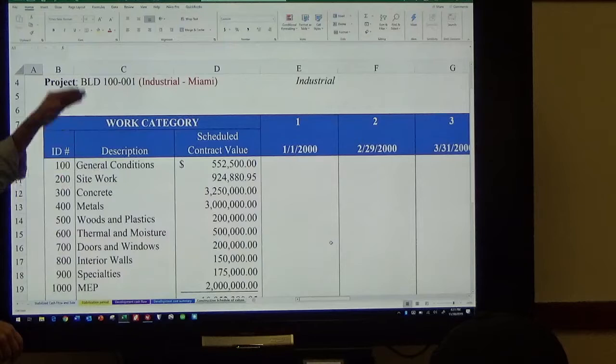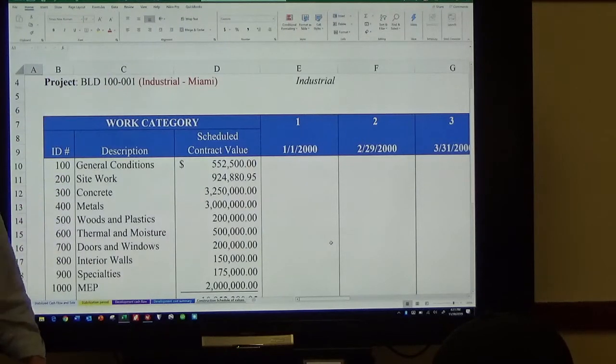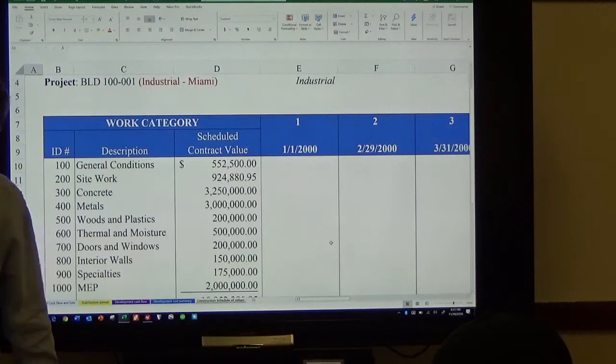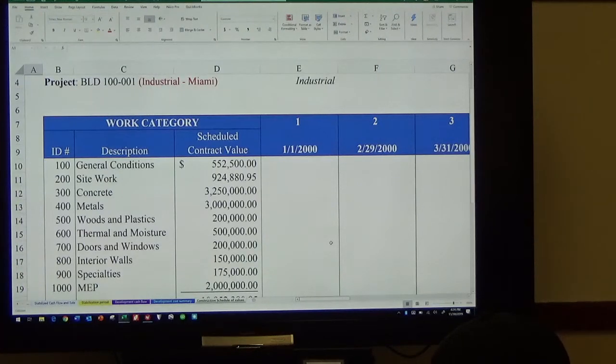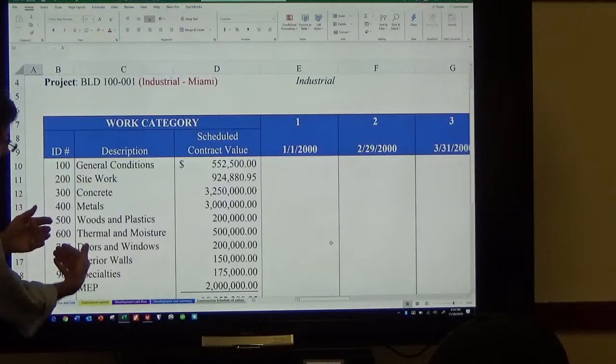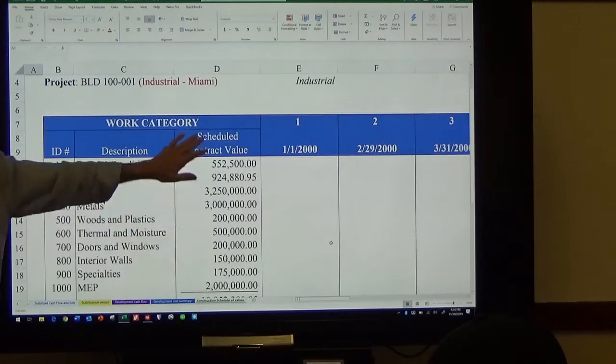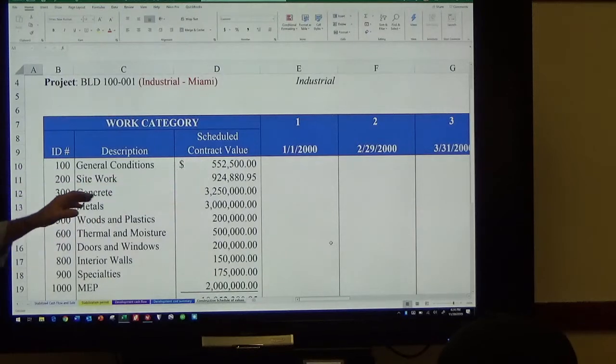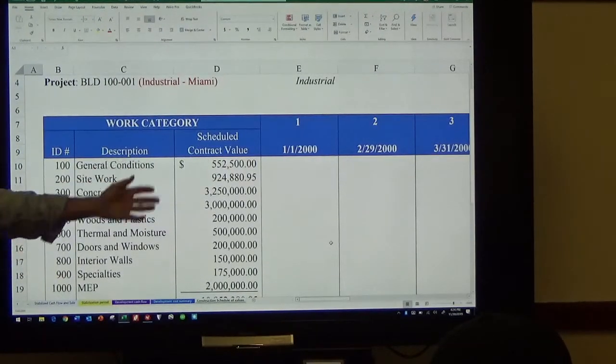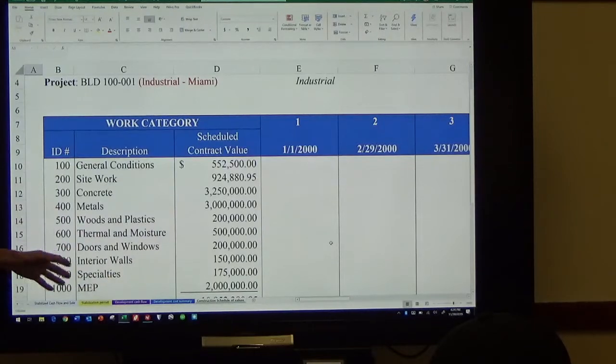And this is all going to be backed up. So much for a trailer, so much for the phone line, so much for a PM, so much for an assistant PM, so much for a project accountant, whatever. He's going to have a bunch of spreadsheets behind this. His estimating group lives this stuff day to day. And then work on down: site work, concrete, metals, woods and plastics, thermal and moisture protection, doors, windows, interiors, specialties, and mechanical, electrical, and plumbing.